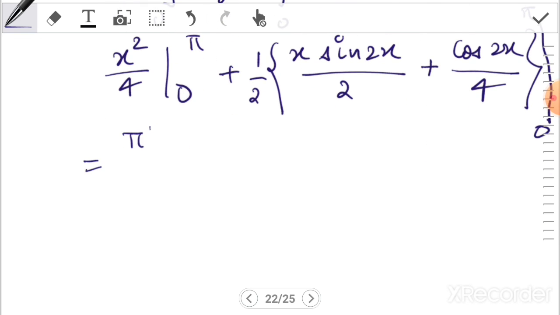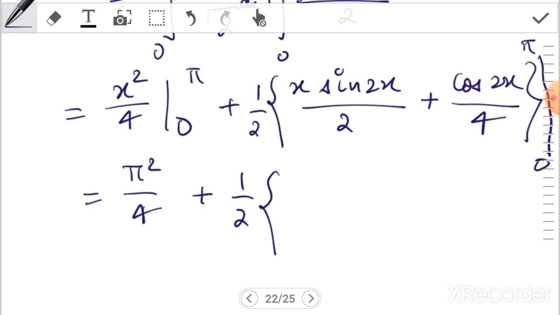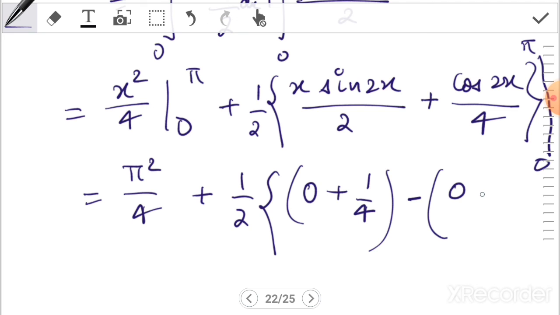So this is pi square by 4 and plus half. So sin 2 pi is 0. So 0 and plus cos 2 pi is 1 by 4. Cos 2 pi is 1 and this will be 1 by 4. Then minus, again sin 0 is 0. Then cos 0 is 1. So again 1 by 4 plus 1 by 4.